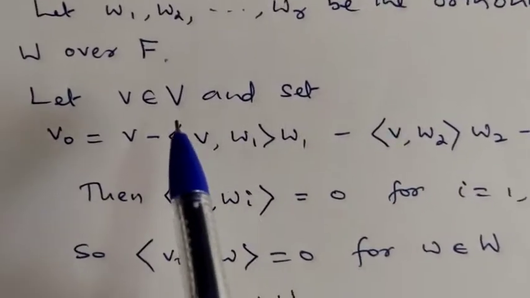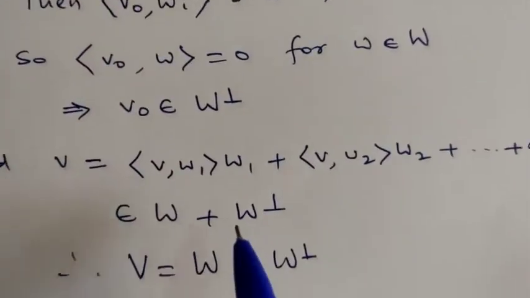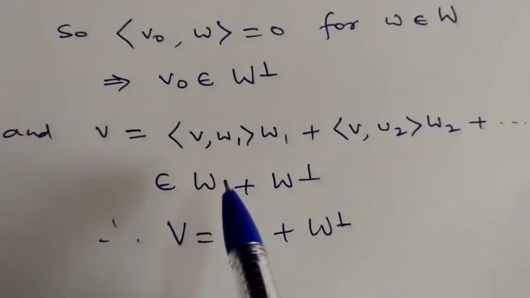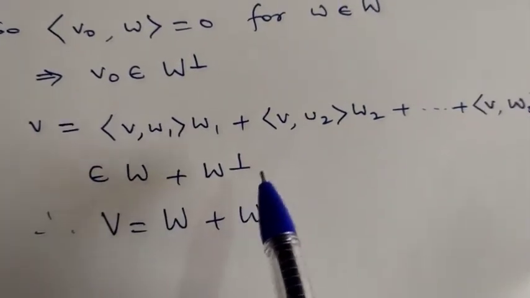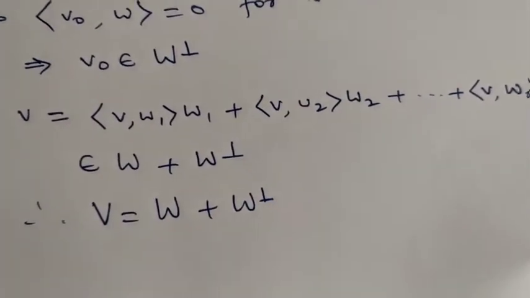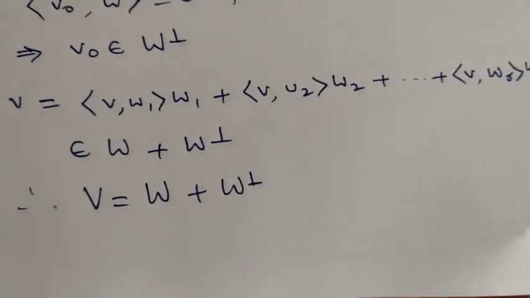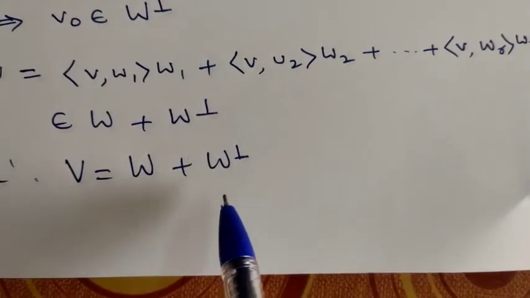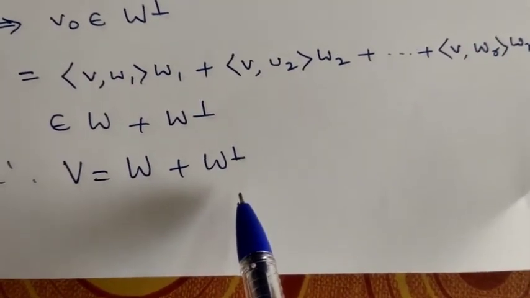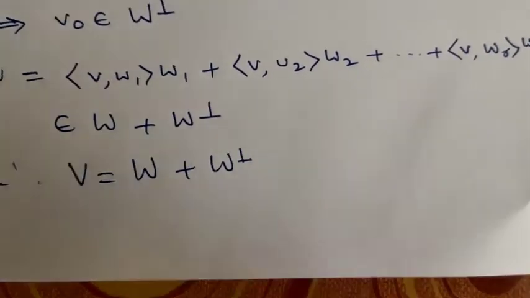Now we took v belonging to V, and we have shown that this element v belongs to W plus W perp. Therefore V is a subset of W plus W perp. Already W plus W perp is a subset of V. Therefore we can declare that V is the sum of W and W perp.